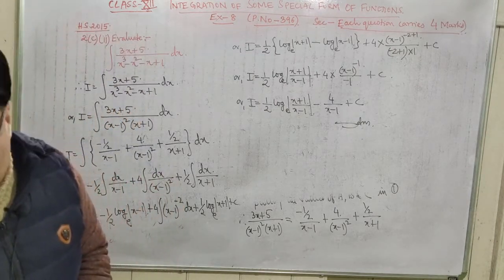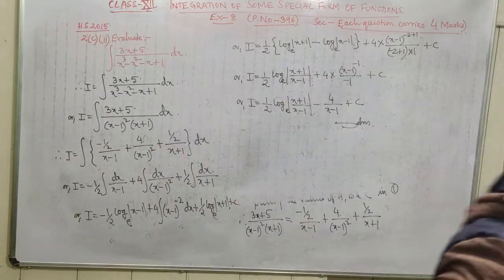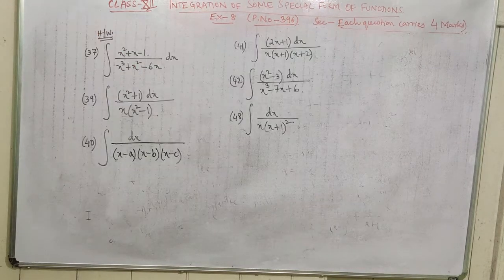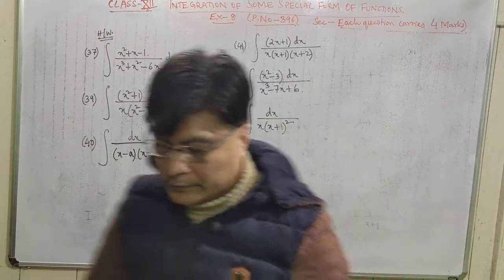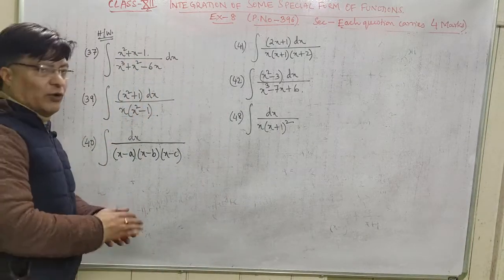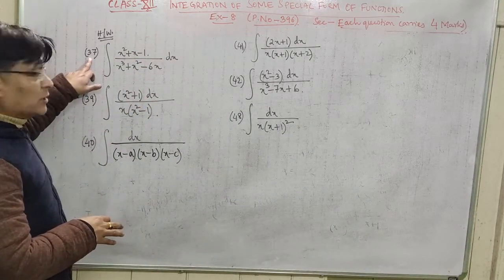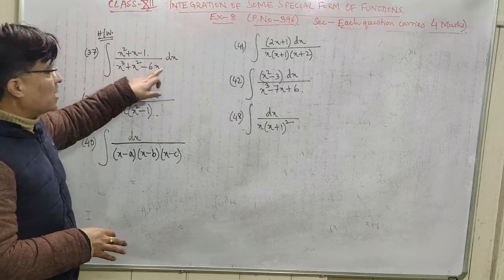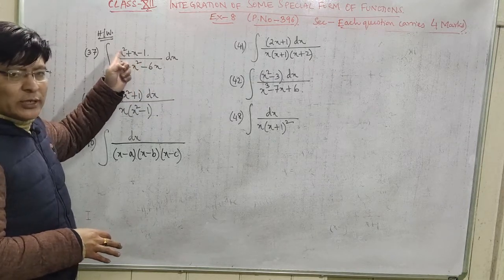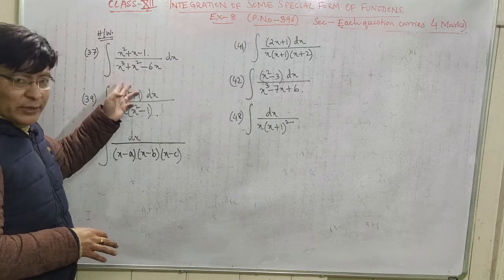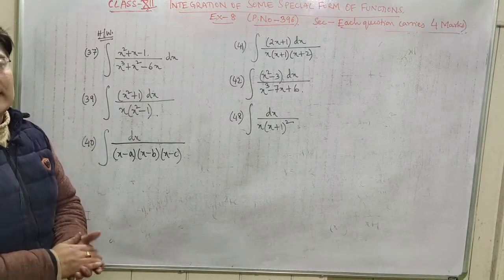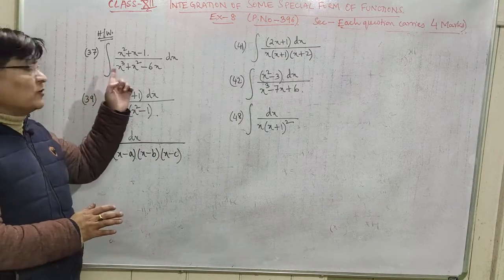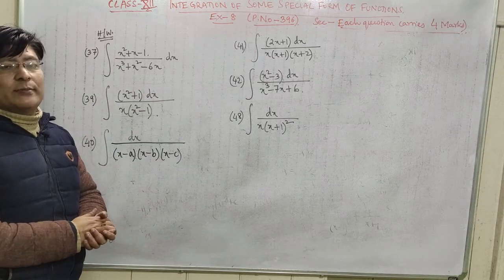Now I'll give you the homework, right? So now these are your homework. Okay, I'll give you the hints only. This is question number 37: integral of (x square plus x minus 1) divided by (x cube plus x square minus 6x) dx. So the highest power of x in the numerator is 2 and the highest power of x in the denominator is 3. That is, the highest power of x in the numerator is less than the highest power of x in the denominator. So you can directly convert it into partial fractions. Before that, you factorize x cube plus x square minus 6x.